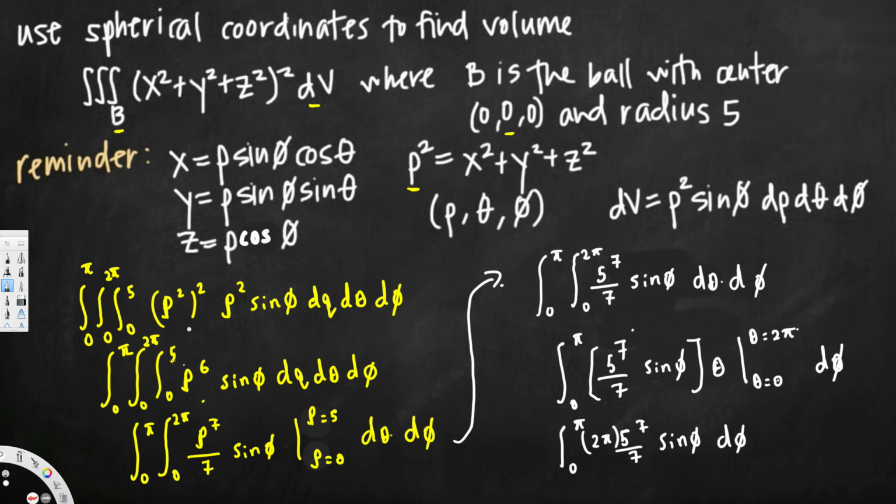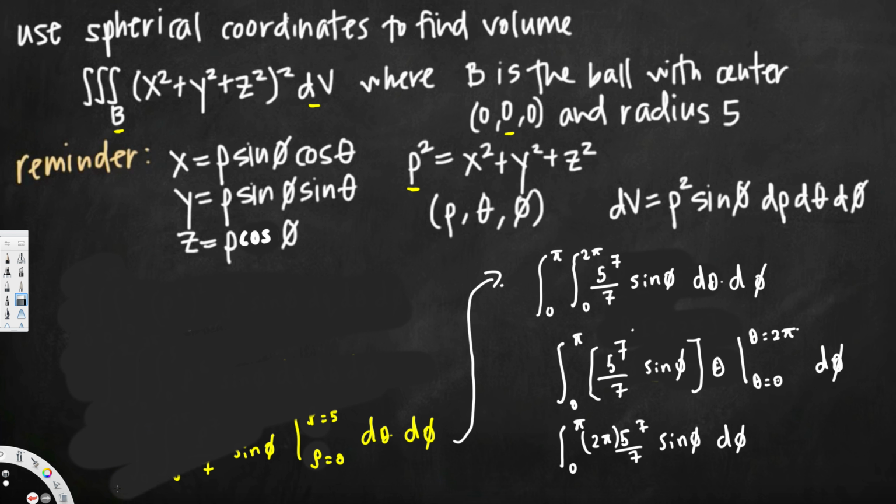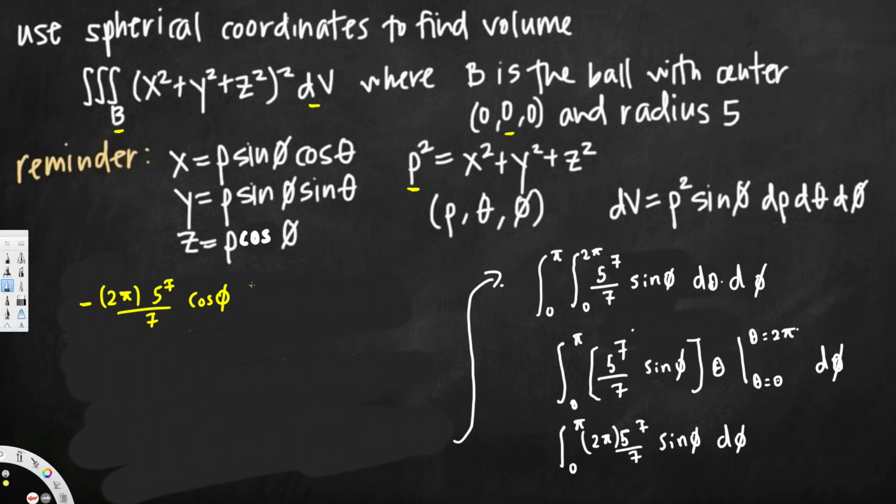So we are going to have negative cos phi. These numbers are going to remain the same, these are just constants. So 2 phi times 5 to the power 7 divided by 7 cos phi, and phi is going from 0 to phi.